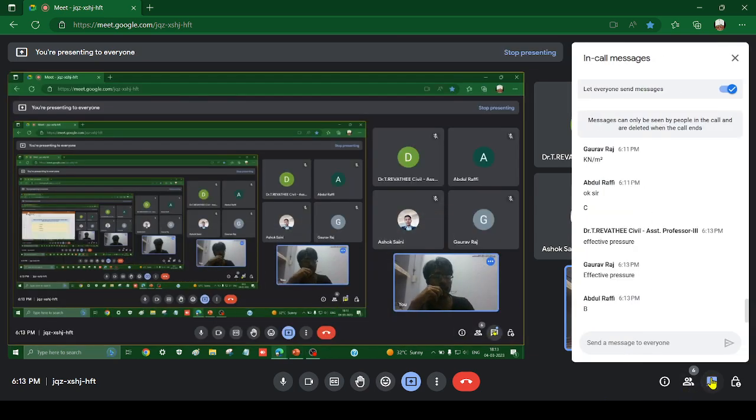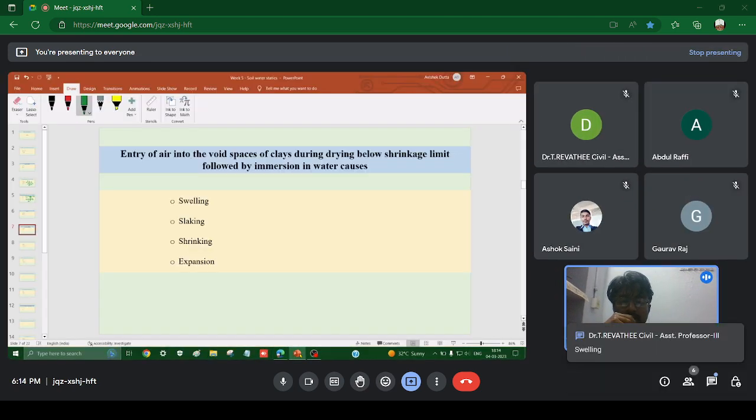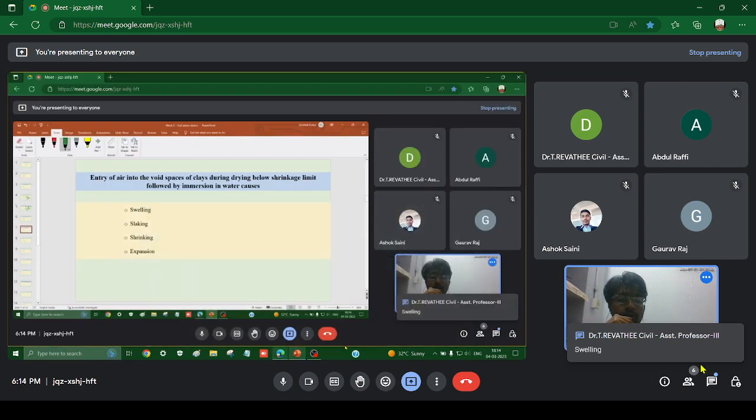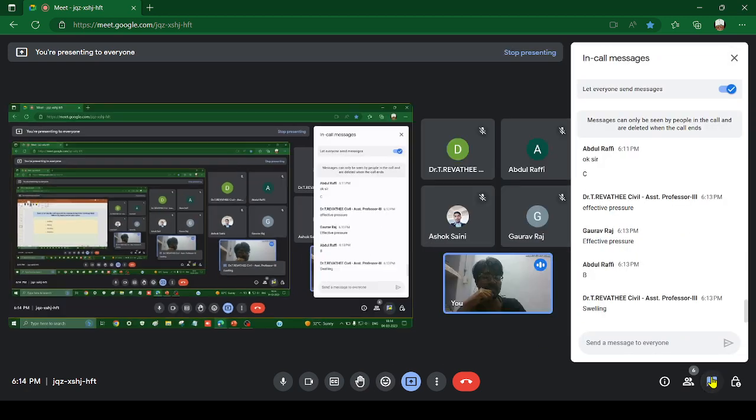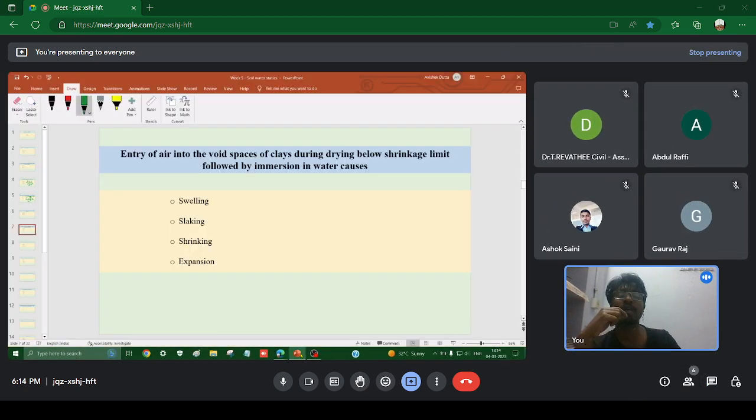Any answer for this? B. What is B? Slaking. Swelling. No. The one who said slaking, Abdul Rafi. Yeah, slaking. Can you explain what is slaking?